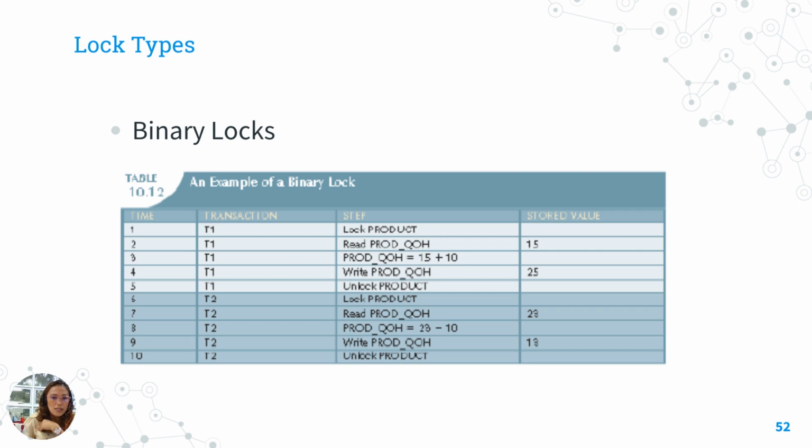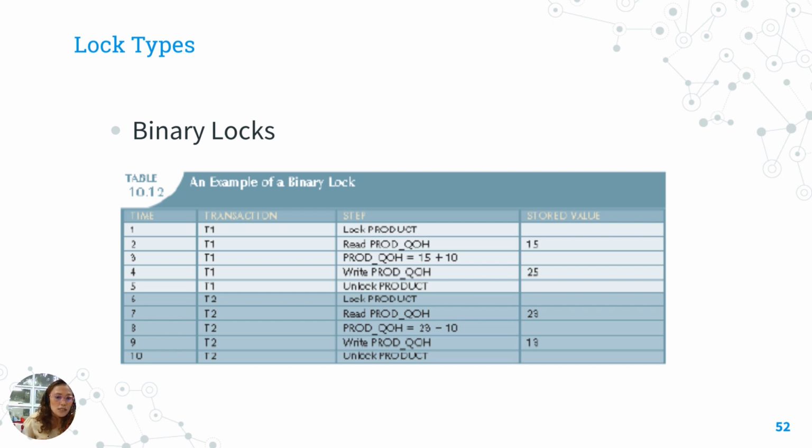For example, this is an example of a binary lock. Transaction one requested the product table, and the lock has been granted so that transaction one can update the product quantity on hand. Once transaction one has finished its update, the product table will be unlocked and another transaction can access it. In this case, it is transaction 2 who is now holding the lock. As you can see, when T1 is accessing product, the status of the product table is locked, that is 1. Once transaction 1 is done, the state of the table is unlocked, or 0.